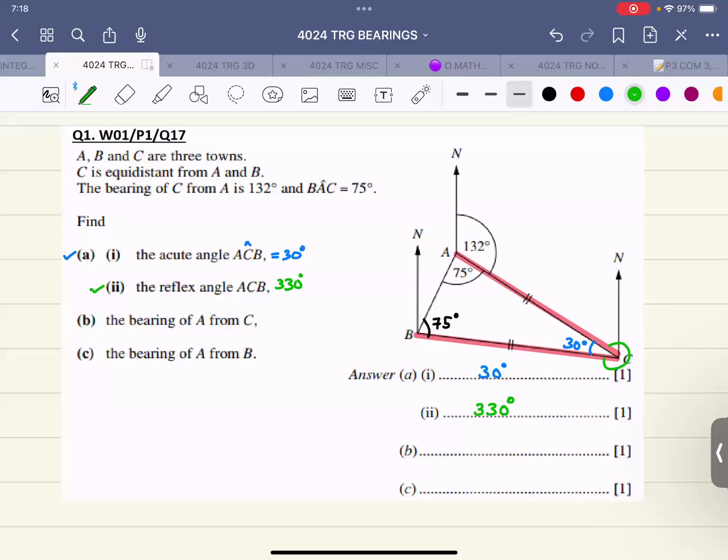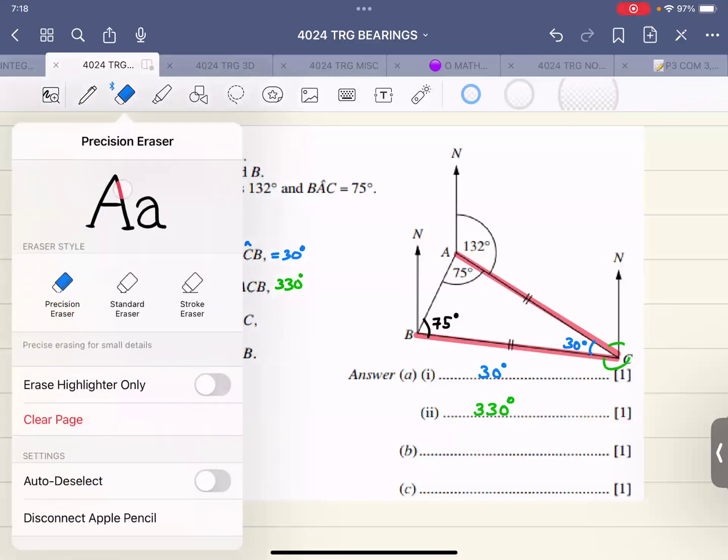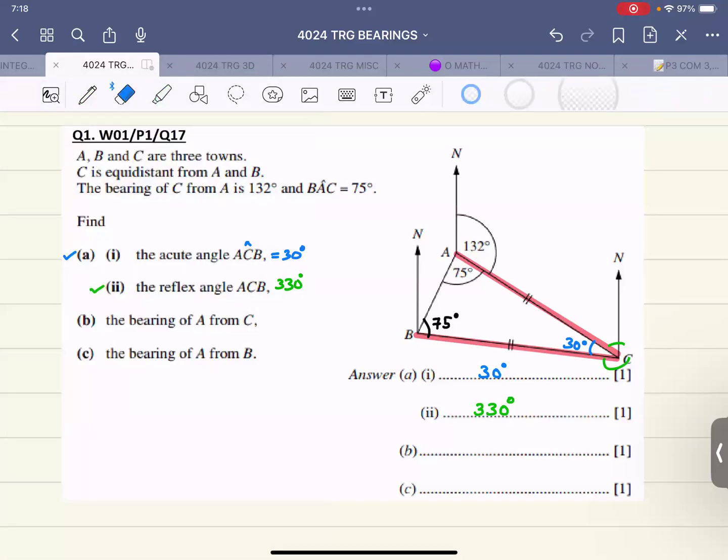The bearing of A from C. So draw a north axis at C. Let me just erase this thing. So this thing is erased. Hold for a second. I need this eraser. Okay. So now the bearing of A from C. So what should I draw? I should first draw a north axis over here, which is already drawn. I'm just highlighting it.